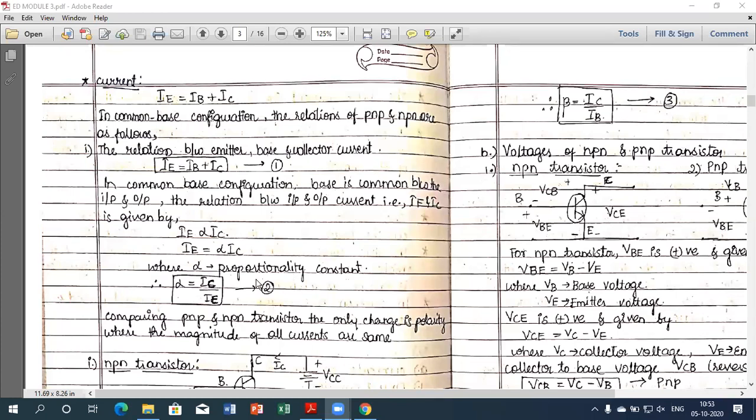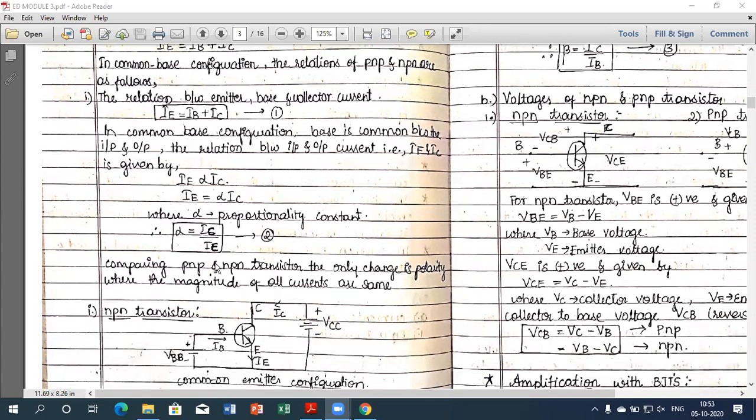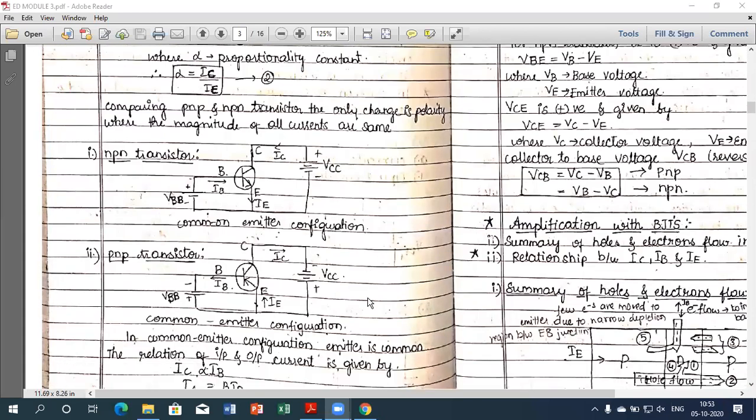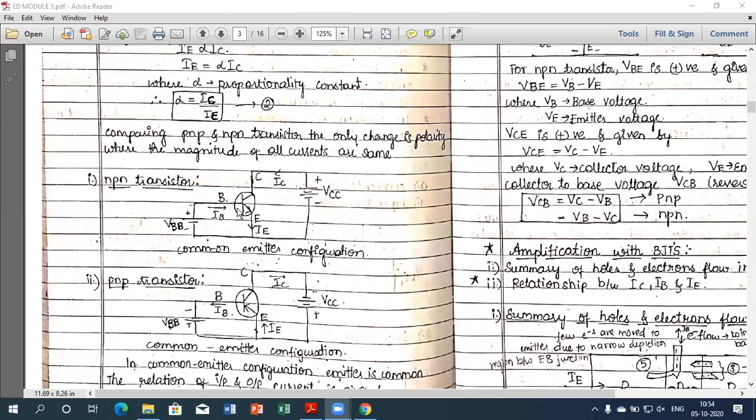Okay. So now the same thing can be done for PNP transistor. The only change is polarity. That is what I have shown here. Only the polarity changes, but the magnitude remains the same. Now what I am going to do, I will change the common base. Instead of common base, I will take it as common emitter. Now I have just rotated the symbol of the NPN transistor. So here it is the arrow mark now. Okay.